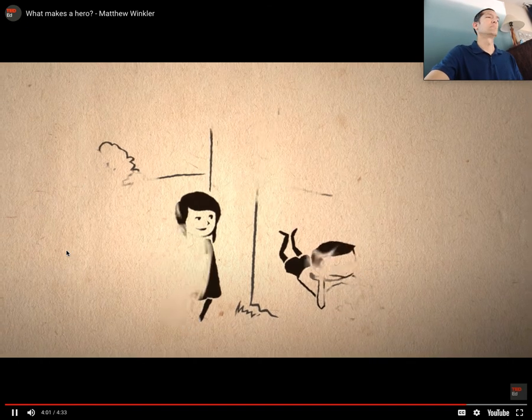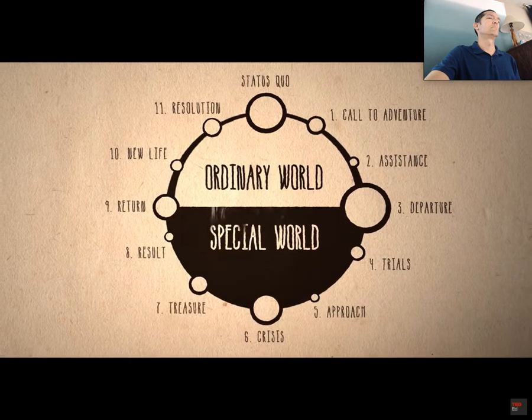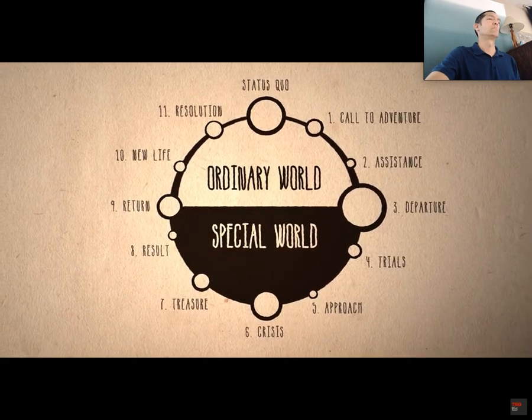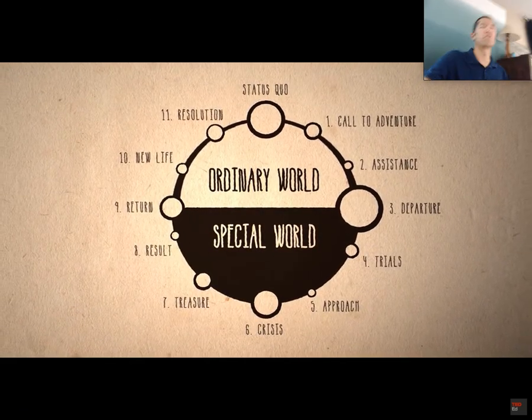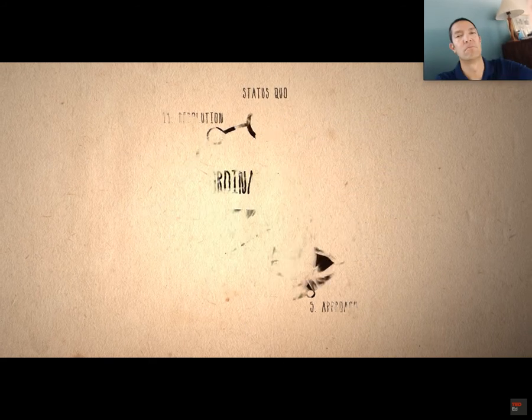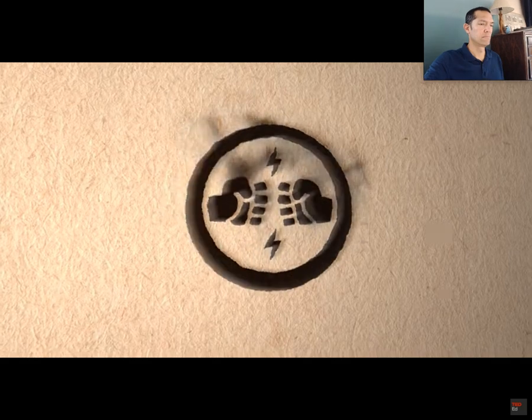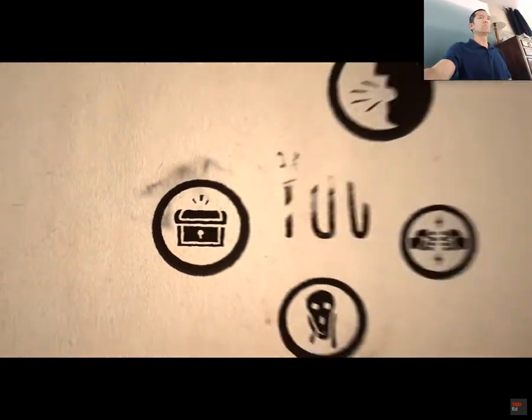Watch for this formula in books, movies, and TV shows you come across. You will certainly see it everywhere. But also sense it in your own life. Listen for your call to adventure. Accept the challenge. Conquer your fear and claim the treasure you seek. And then do it all over again.